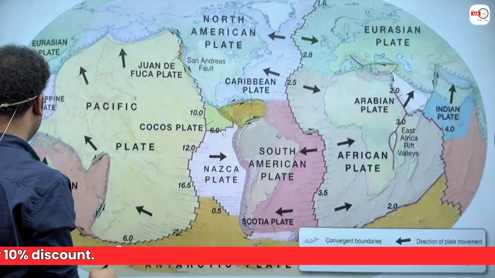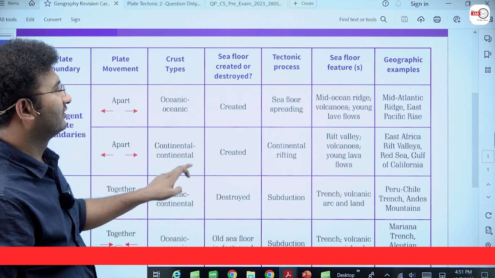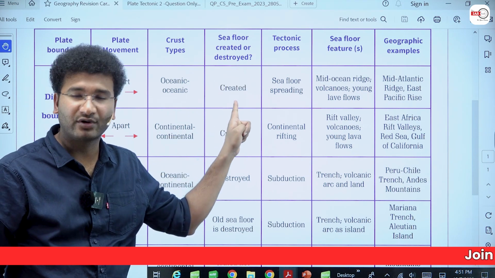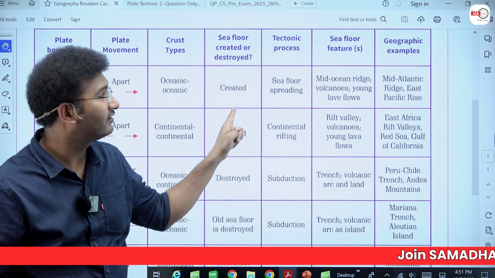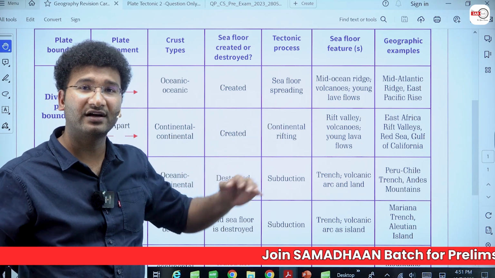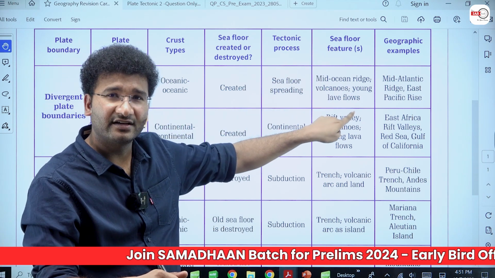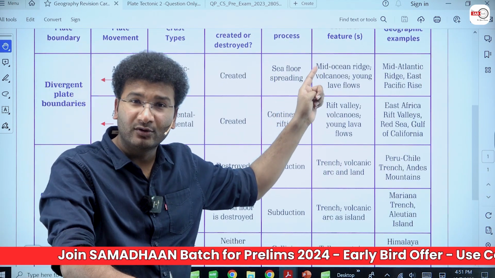So that is what is being written in the tabular format so that you can revise it very quickly. So what is happening to the sea floor? Not destroyed. Sea floor is getting created. Now, what is the tectonic process involved here? The tectonic process is nothing but the sea floor spreading. What are the sea floor features? The sea floor features are middle oceanic ridges.